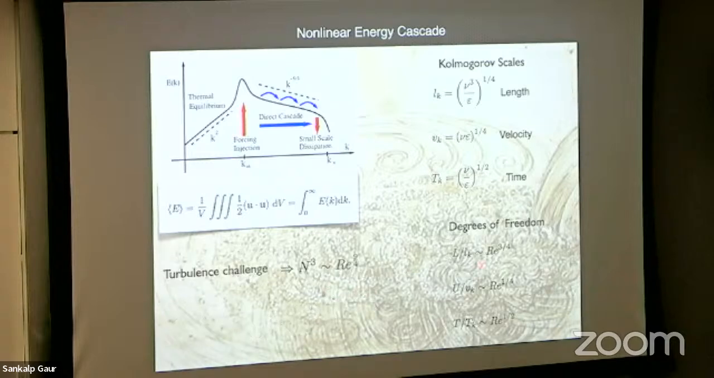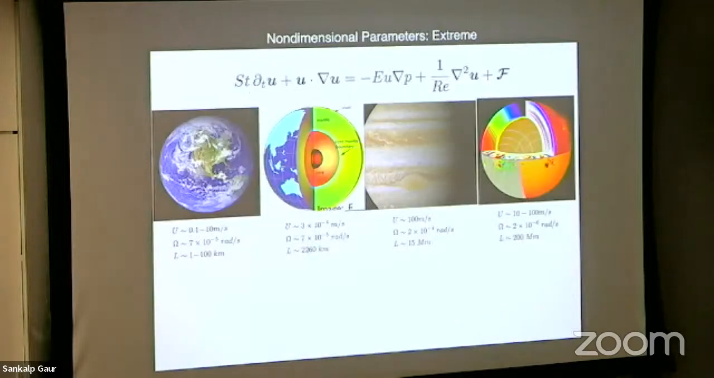So we're going to talk about what happens in these objects. This is a turbulence challenge. If you're thinking about 3D turbulence, this is an estimate of the degrees of freedom one has to resolve, or the scale separation, in some of these classical objects. So let's go back to some of these objects and give some characteristic scales. If we're looking at the Earth, in the ocean, 10 meters per second, we know the scale of the gyres and the rotation of the Earth.